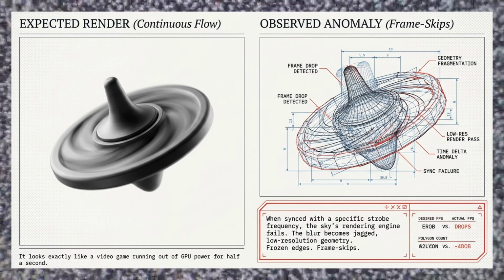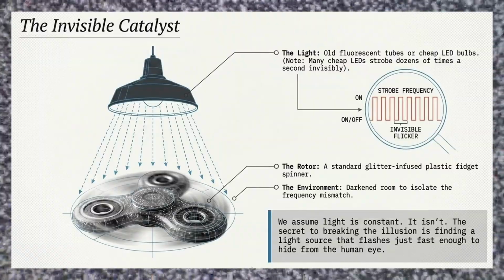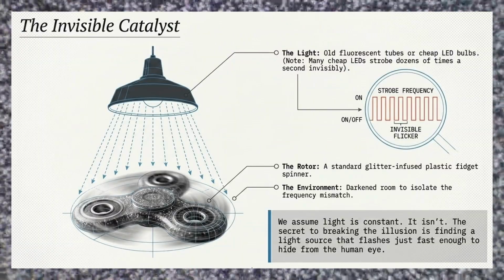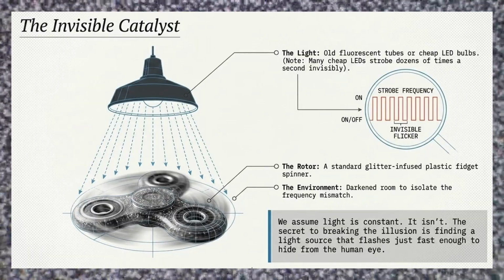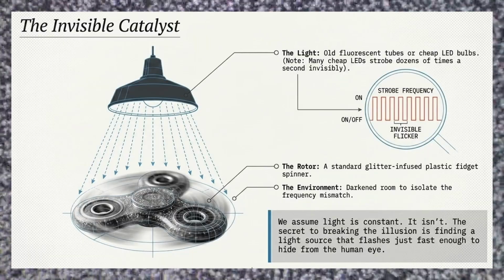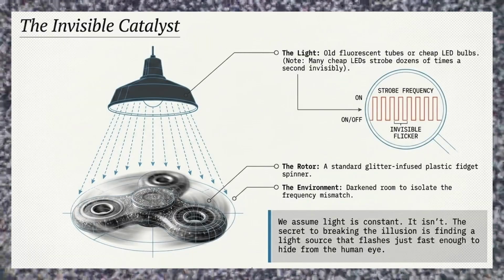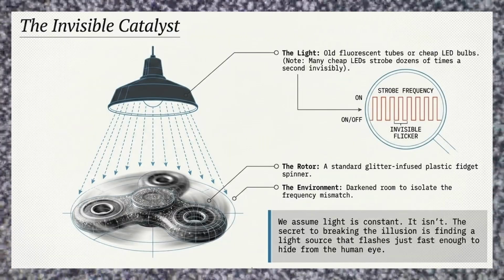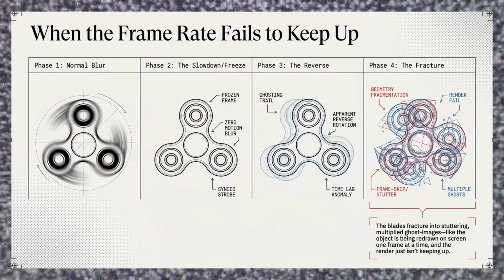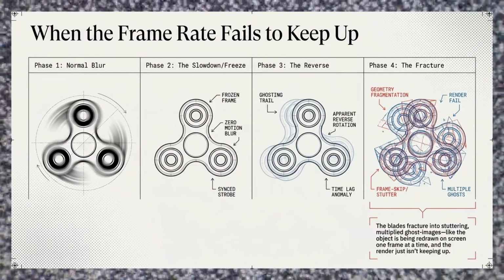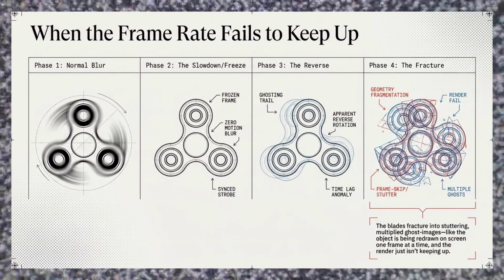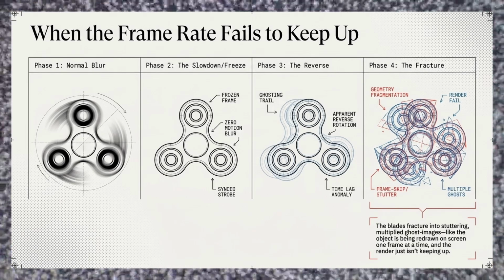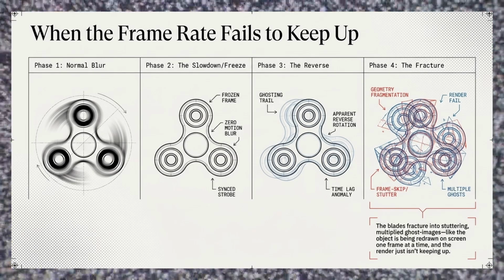Here's the actual experiment. Take a fidget spinner and spin it up under a light source that flickers at a known rate. Old fluorescent tubes work. Certain LED bulbs work even better because a lot of cheap LEDs are basically strobing dozens of times a second without anyone noticing. At certain spin speeds, the blades of that spinner don't just blur into a circle like they're supposed to, they appear to slow down. Stop, reverse direction, sometimes they fracture into stuttering, multiplied ghost images, like the spinner is being redrawn on screen one frame at a time, and the frame rate just isn't keeping up.